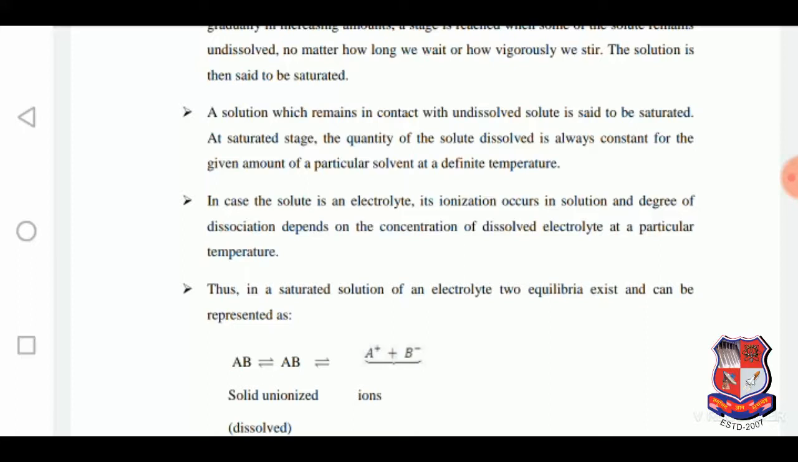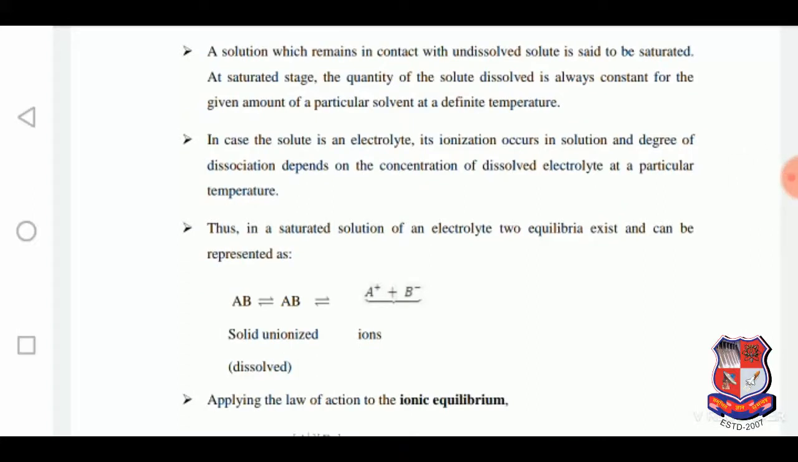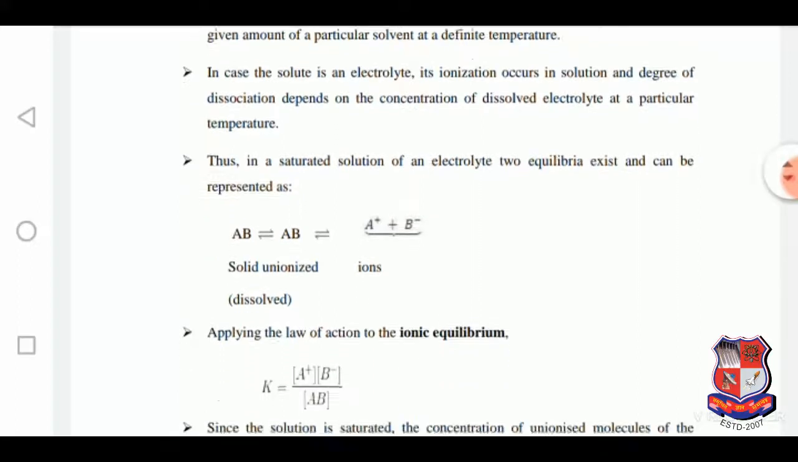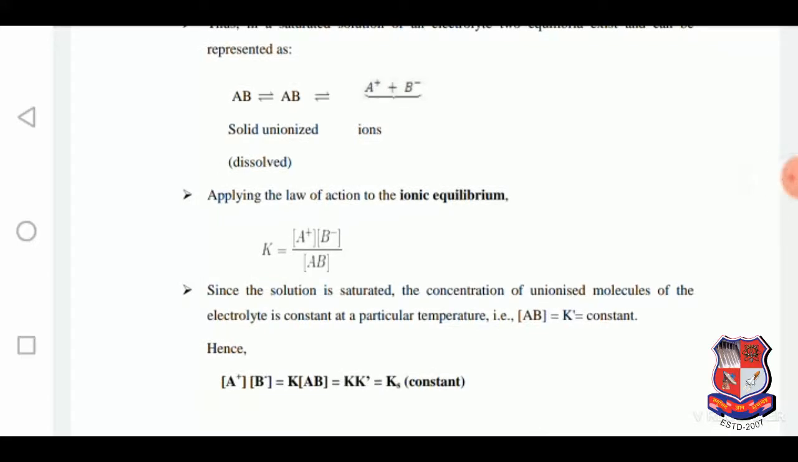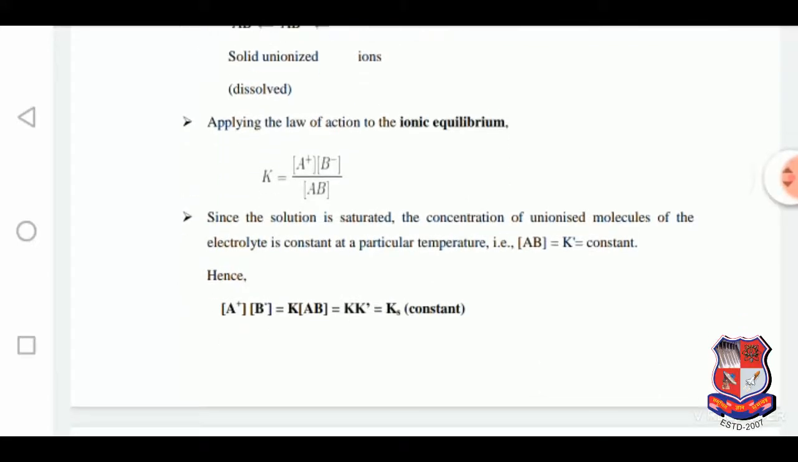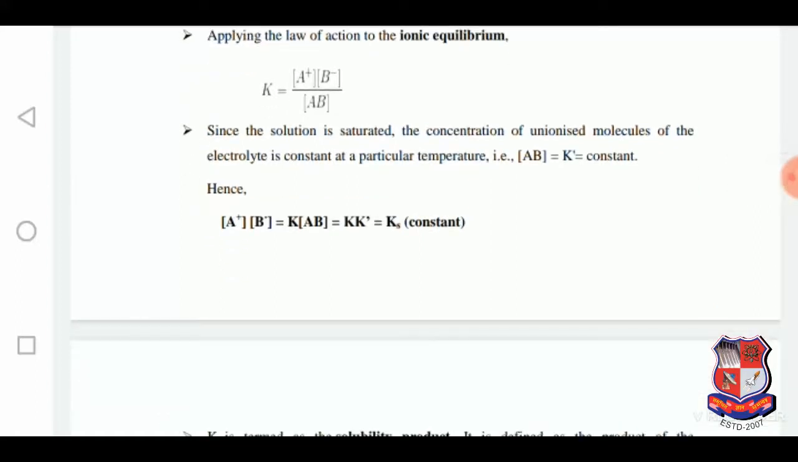At the saturated stage, the quantity of solute dissolved is always constant for a given amount of a particular solvent at a definite temperature. In case the solute is an electrolyte, its ionization occurs in solution, and the degree of dissociation depends on the concentration of the dissolved electrolyte at a particular temperature. So this is an equation showing how the ions are formed from the solid ionized form, and if we apply the ion equilibrium at a given temperature, that is the law of mass action, then we can obtain the constant Ksp, which is indicated over here.